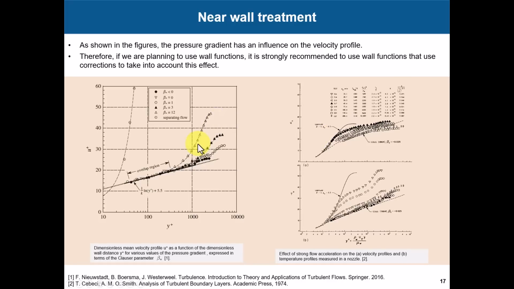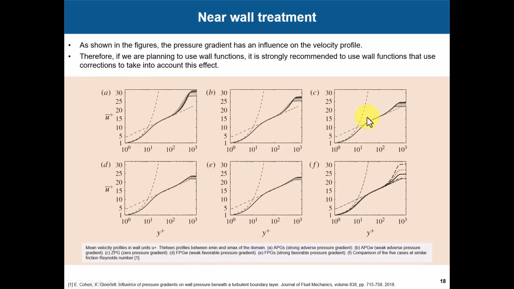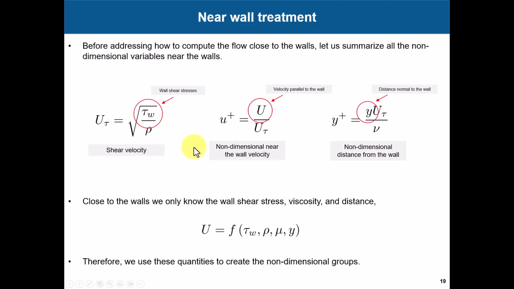Then also there is some dependency in this profile depending on the pressure gradient and roughness and so on. So here you see that adding some pressure gradient, how it separates and so on. A favorable pressure gradient will have the tendency to match more this laminar profile. Okay, so some plots there, and here's where I would like to get the near wall treatment to remind you.